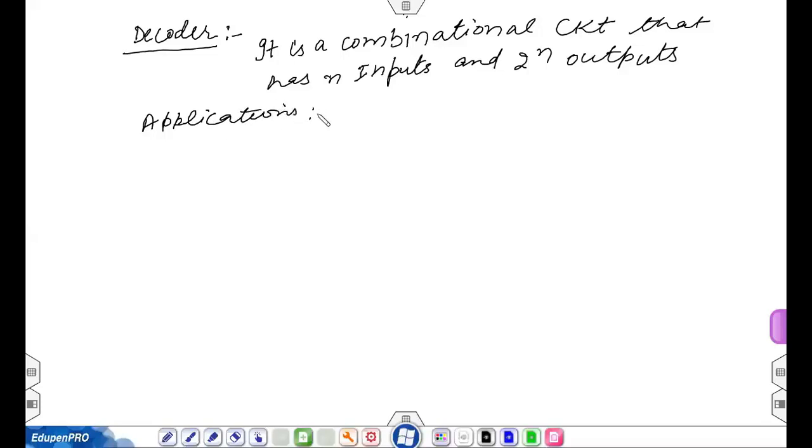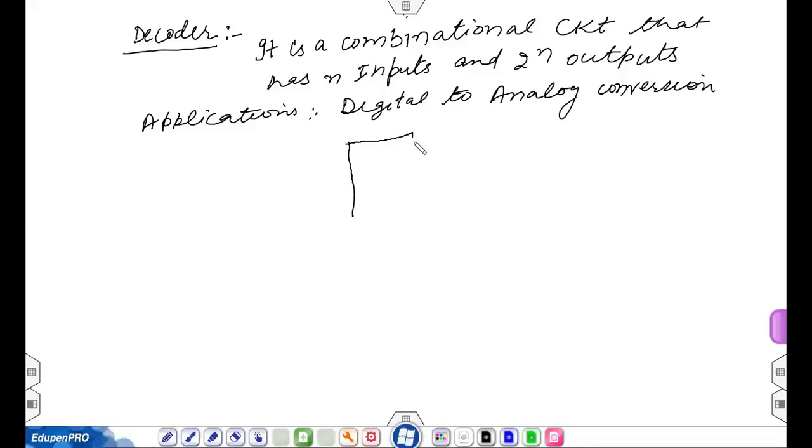The first application is that it can be used for digital to analog conversion. There are many more applications which we'll discuss. In any combinational circuit, you should know the block diagram. Firstly, we are designing, for example, a 2 to 4 decoder.